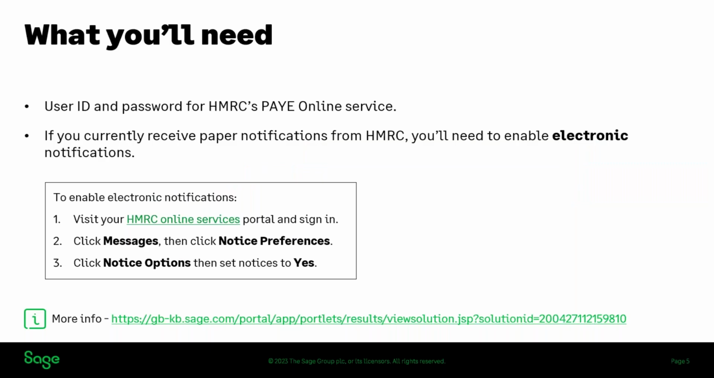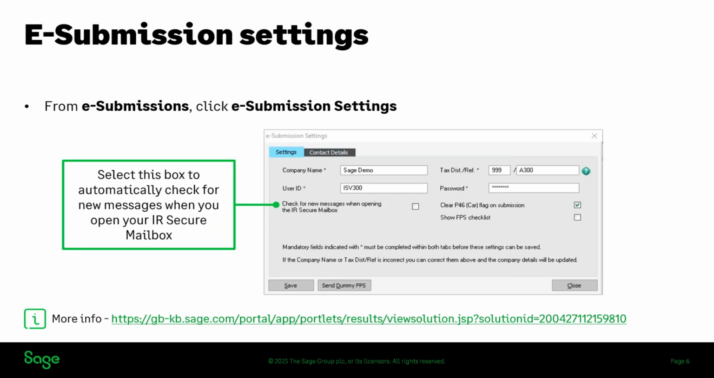And we will now move on and we'll take a look at where you set this all up. So the good news is, for most of you here, it will already be set up in your program because the user ID and password will be entered in your e-submission settings. There are a few options that I'll go through in the demo, and you can also check that your contact details are up to date, but this can all be found from the e-submissions module by going into e-submission settings.